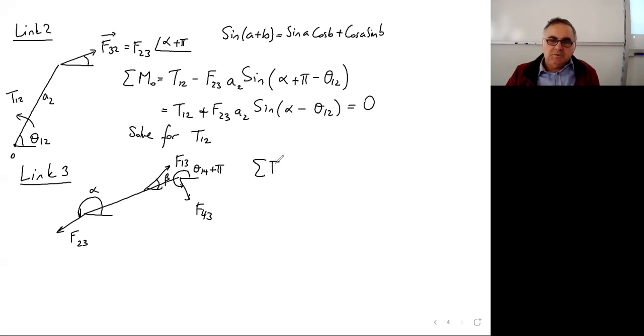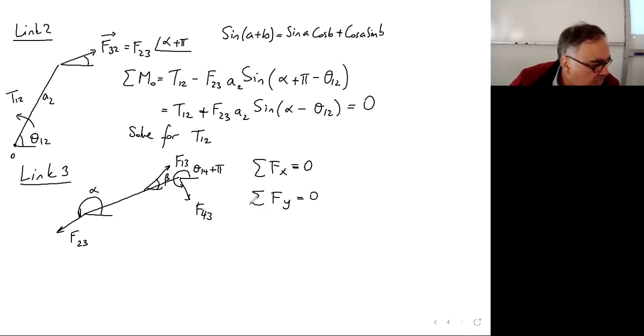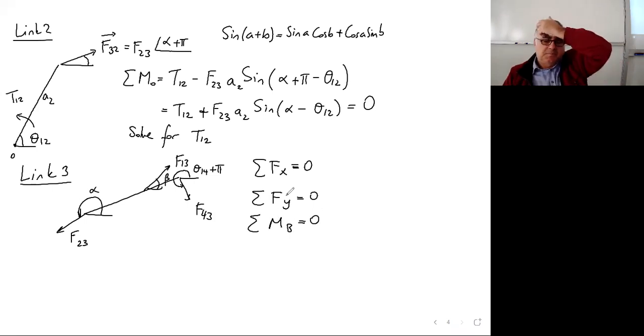so we use summation of forces in the x direction is 0. Summation of the forces in the y direction is 0. And we just take a moment about some point. I don't know which point we can take. Let's say we can take moment about point A or B equals 0.